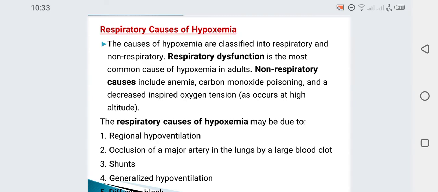Respiratory causes of hypoxemia. Hypoxemia is classified into respiratory and non-respiratory causes. Respiratory dysfunction is the most common type of hypoxemia in adults, and the non-respiratory causes include anemia, carbon monoxide poisoning, and decreased inspired oxygen tension as occurs in high altitude.